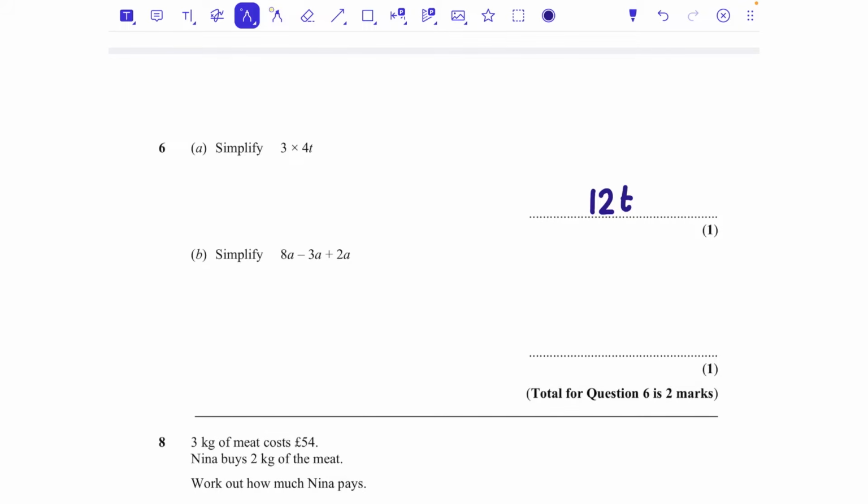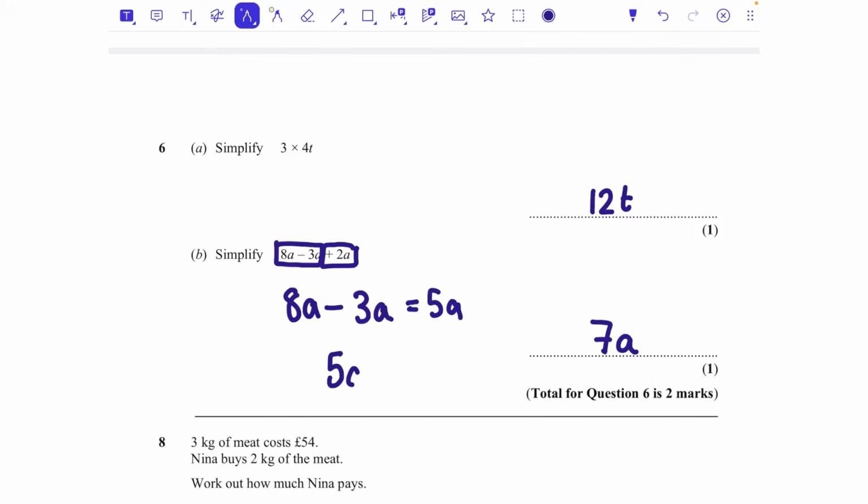Okay, for part B, I've got 8a, take away 3a, add 2a. So I'm starting with 8a. If I take away 3a, I've then got 5a. So 8a, take away 3a is 5a, and then I'm going to add the 2a, and that gives me 7a altogether. So I can do that because they all have an a. They are all like terms. So 8a minus 3a, add 2a, we can just collect them all up and then put the answer on the answer line. So there we go.